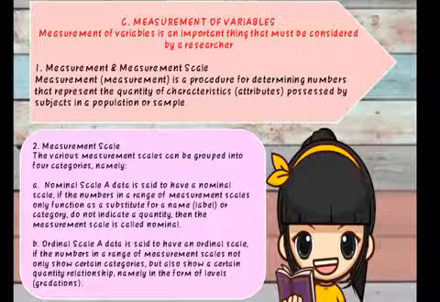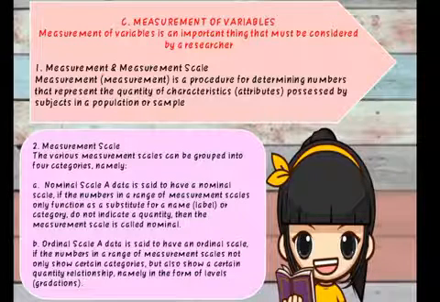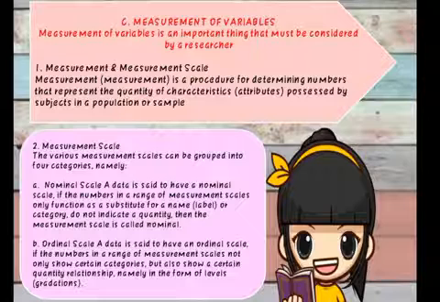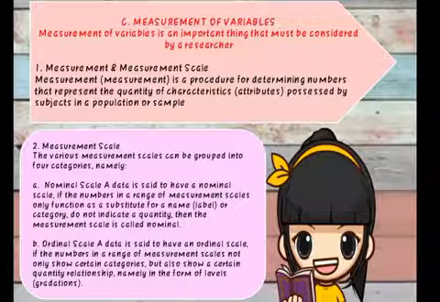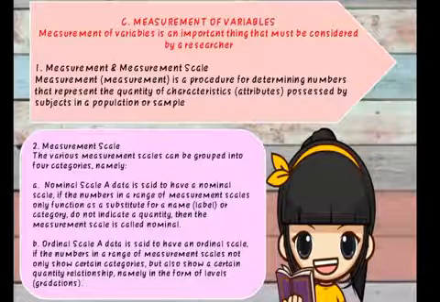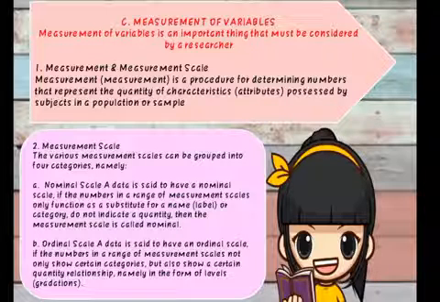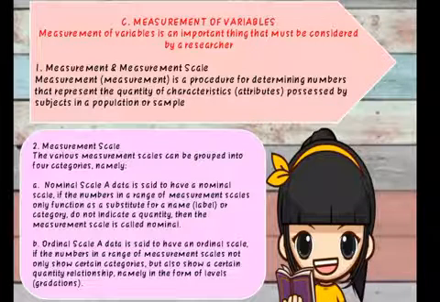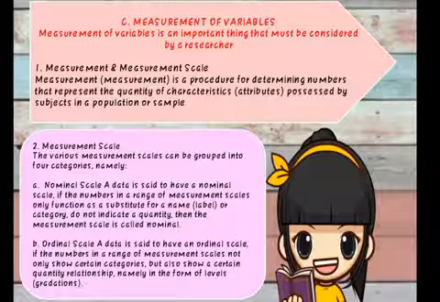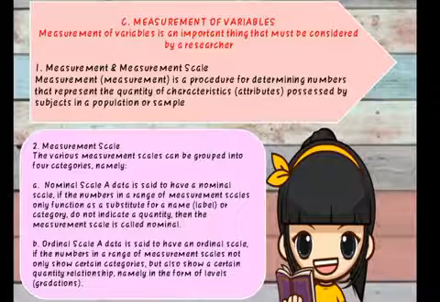2. Measurement scale. The various measurement scales can be grouped into the 4 categories named. 1. Nominal scale. A data is said to have a nominal scale if the numbers in a range of measured scales only function as a substitute for a name, a label, or category and do not indicate a quantity, then the measurement scale is called nominal.